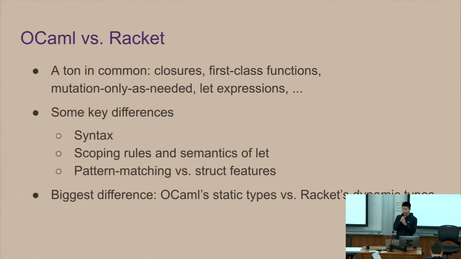But there are lots of key differences between the two languages. They have different syntax, different scoping rules and semantics of let. One has pattern matching and the other has lots of struct features. But the biggest difference between these two is that OCaml is statically typed and Racket is dynamically typed.